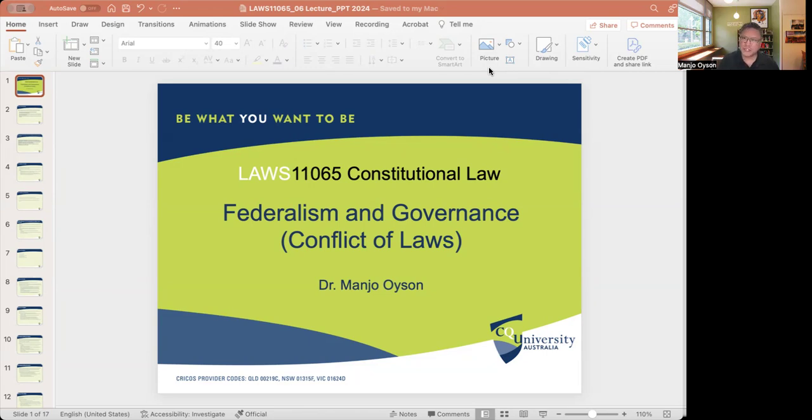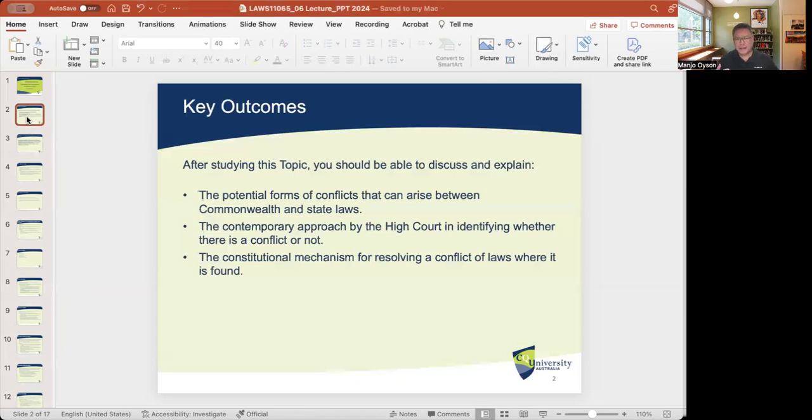But for now, we're going to be focusing solely on the conflict of laws between the Commonwealth Parliament and the state parliaments. So after studying this topic, you should be able to discuss and explain the potential forms of conflict that can arise between Commonwealth and state laws, the contemporary approach by the High Court in identifying whether there is a conflict or not, and the constitutional mechanism for resolving a conflict of laws where it is found. So let's get going.